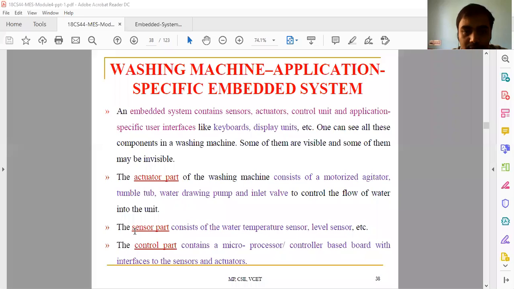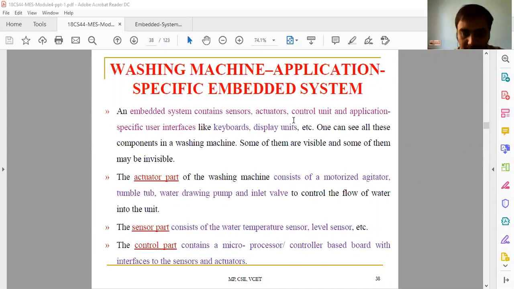Next, the sensor part consists of the water temperature sensor, level sensor, and all. You might have observed there are different options provided in a washing machine, right? There is one option called hot water washing, where the washing process takes place with hot water. The sensor part consists of the water temperature sensor and the level sensor. You can see that as soon as you switch on, the washing machine starts drawing water from the tap. There is one sensor that measures the level of the water. As soon as the water reaches the level within the internal tub, it will stop drawing the water. Some sensors, like temperature sensors, check the temperature of the water.